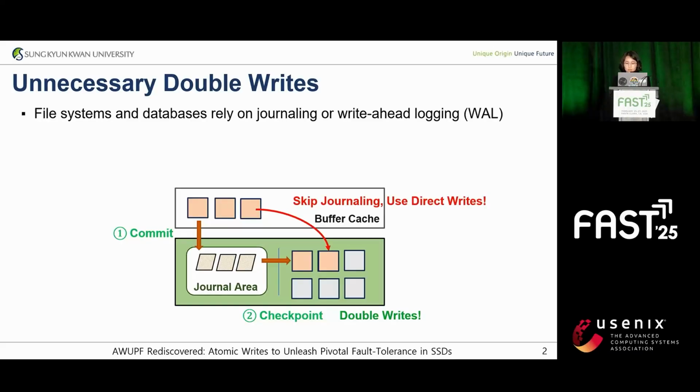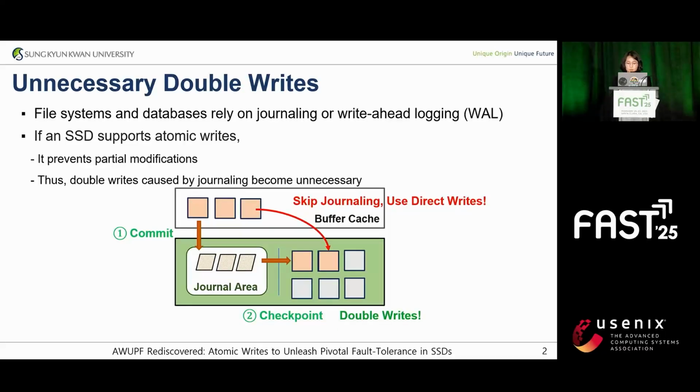However, this approach introduces significant performance overhead due to the double write process. But what if we could leverage AWUPF instead of traditional journaling? Since AWUPF already guarantees atomicity, we could eliminate the need for double writes, significantly reducing overhead and potentially improving performance.